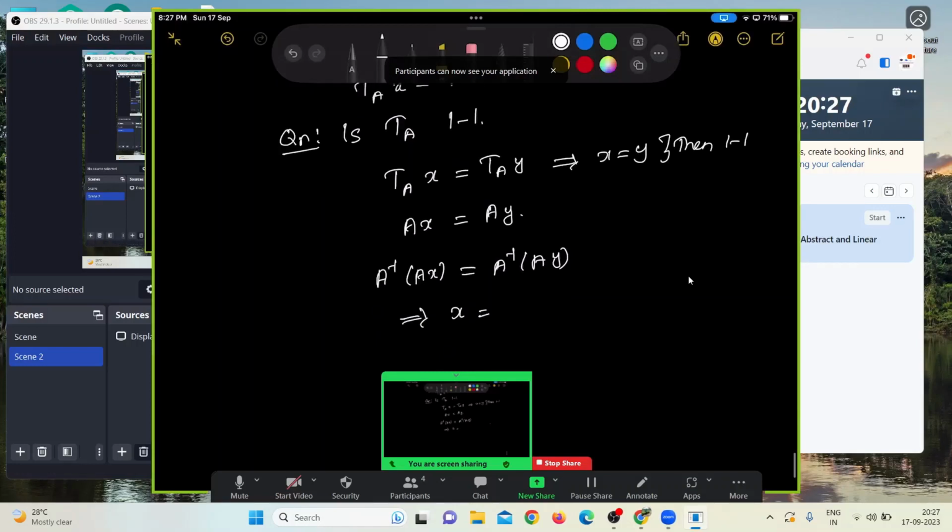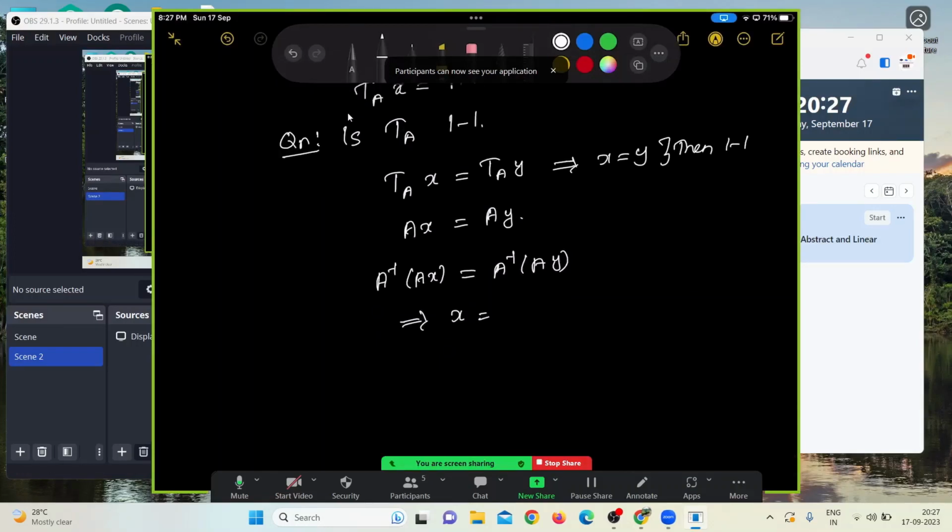Okay. So what we were saying is why T_A is 1-1. Here T_A X equal to T_A Y, so that implies AX equal to AY. And we are multiplying with the A inverse on both sides, and finally we will get X equal to Y. This implies T_A is 1-1.